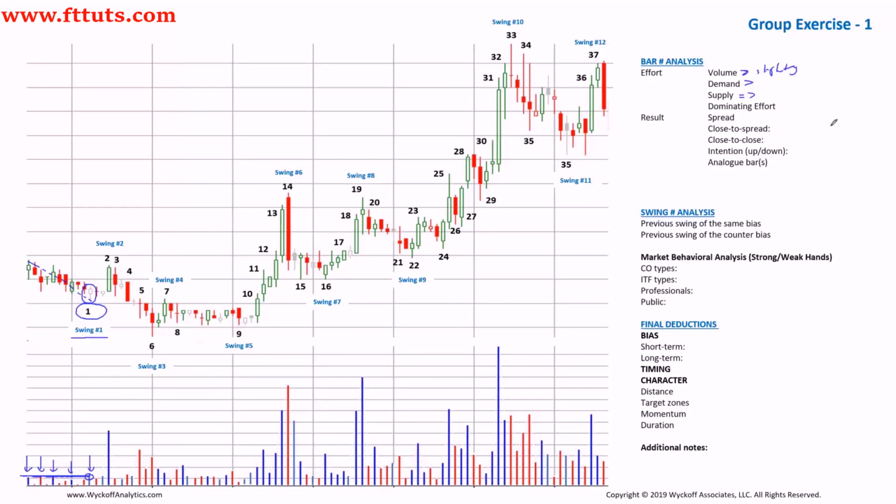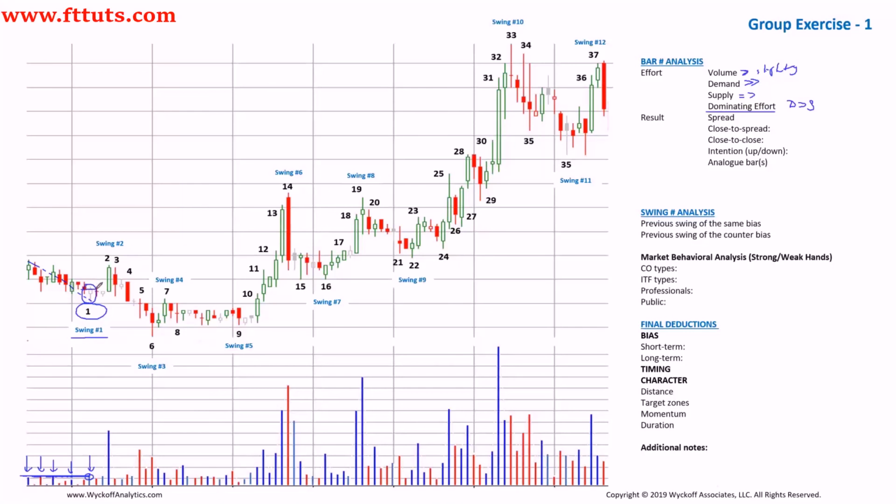So what do you think is dominating as an effort, supply or demand? I think demand is slightly dominating, just going by the close of this candle. Yeah, I think so too. Going by the close, this is usually going to be our defining factor for dominating effort.